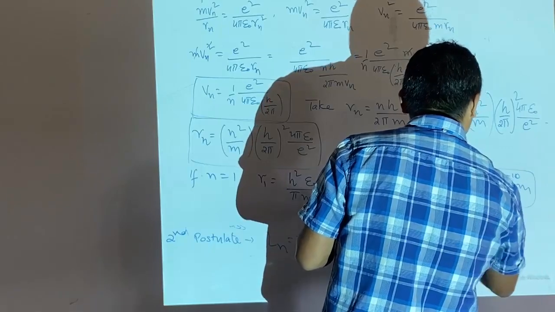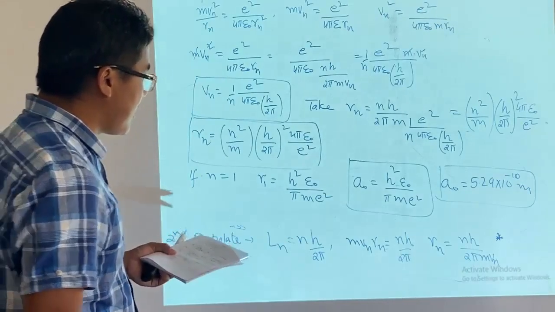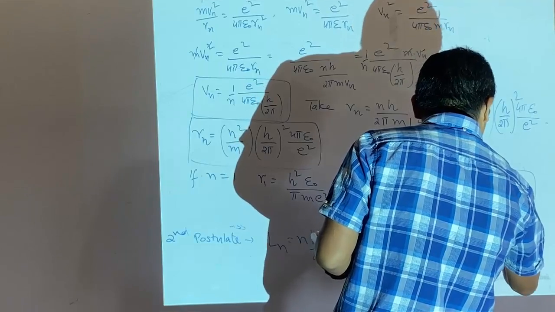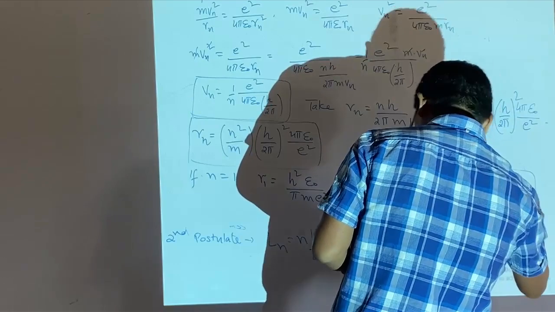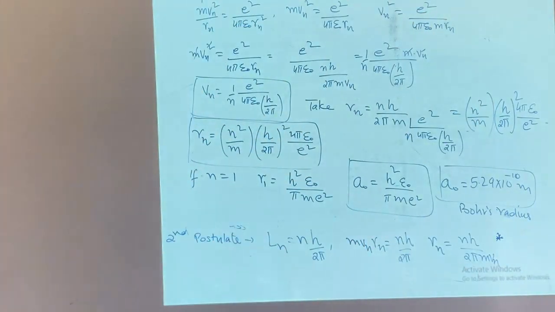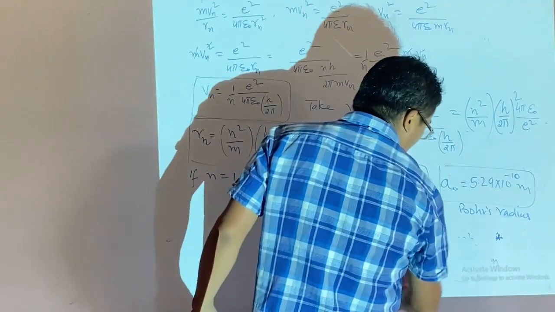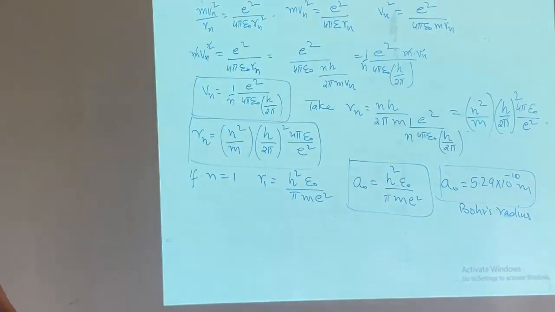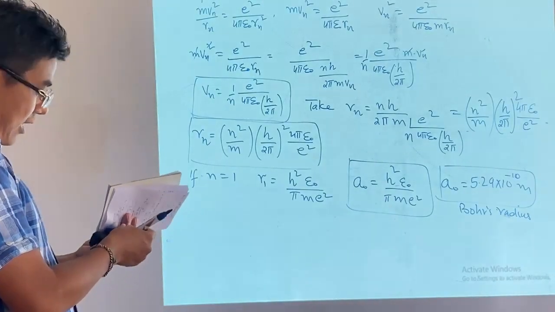This is the radius of the hydrogen atom, and this is what we call the Bohr radius. This is going to be the smallest radius.